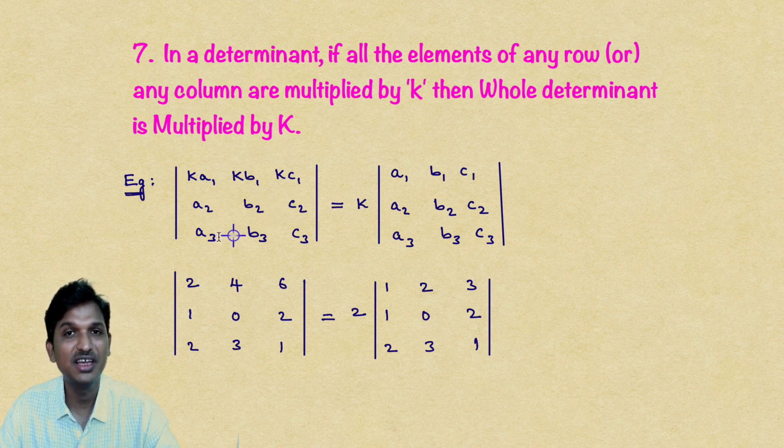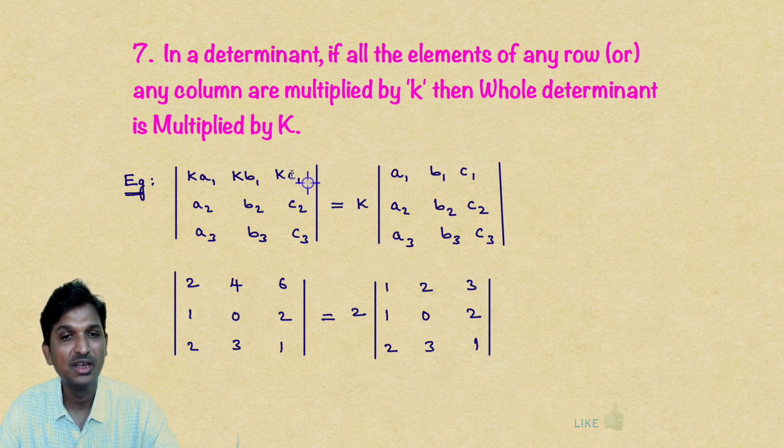You observe this is the given determinant. In this determinant, all the elements of first row are multiplied by k. You observe ka1, kb1, kc1. See here what I have written: I have not written ka1, as k is written outside a1, b1, c1. In simple words, if you see a determinant like this, from the first row I can take k common. In a determinant, all the elements of any row or any column are multiplied by k, then the whole determinant is multiplied by k. I hope you understand this.